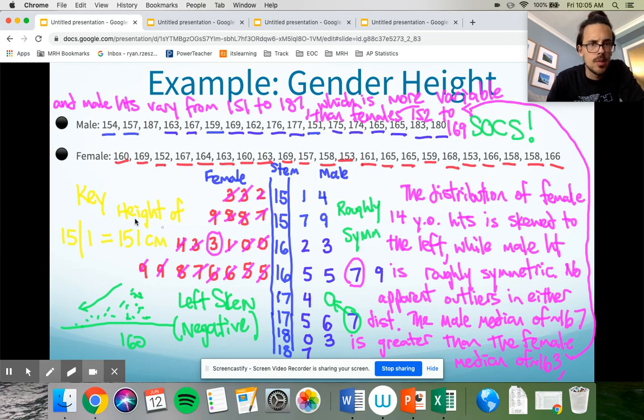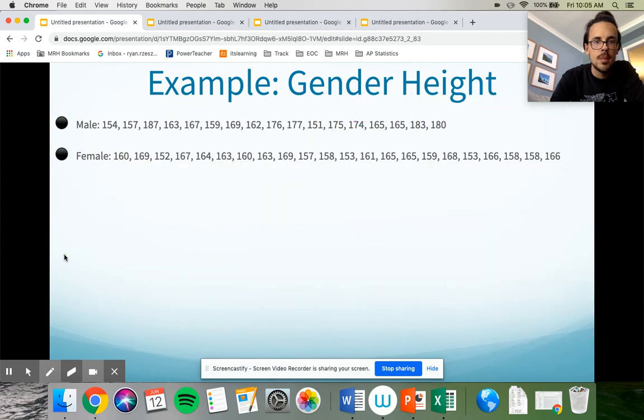And I can't remember if I said this earlier or not, but make sure you include a key on your problem. We mentioned that earlier. I did have mine over here, but I can't remember if I said that already. So that is stem and leaf plots.